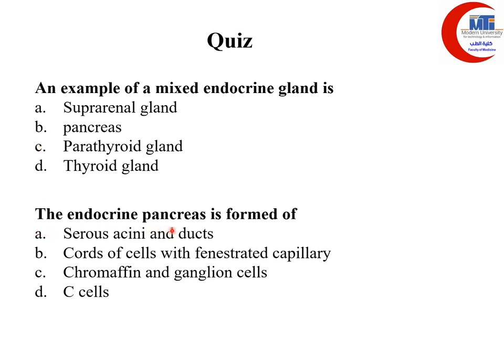The endocrine pancreas is formed of: serous acini and ducts, this is the only exocrine part. Cords of cells with fenestrated capillaries, so only endocrine. Chromaffin and ganglion cells. C cells, which are present in the thyroid follicle. Chromaffin and ganglion cells are present in the adrenal medulla. Cords of cells with fenestrated capillaries are present in the endocrine part of the pancreas, which is the islets of Langerhans. So the right answer, letter B.